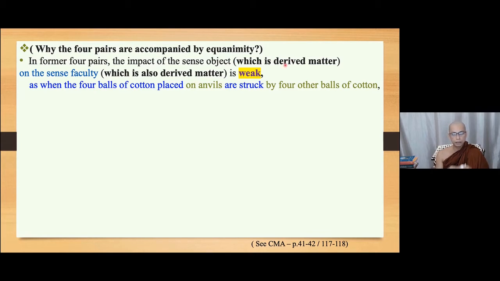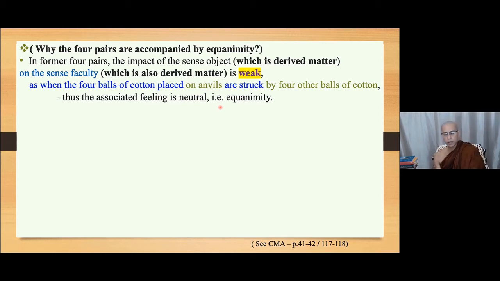Because the derived matter arises based on the essential. So compared to the anvil, the essential materiality, the cotton ball placed on the anvil is derived matter arising based on the essential materiality. But when it is struck by the cotton ball, the other soft item, the touching cannot be strong. It is weak. Then, because the touching or the impact is very weak, it comes with neutral feeling. It cannot go to the pleasurable or displeasurable sides, just neutral feeling.